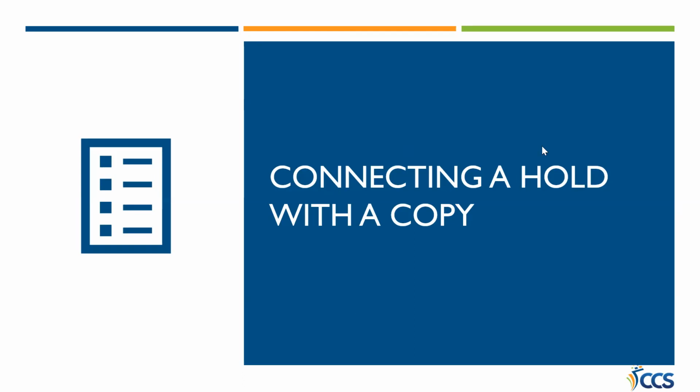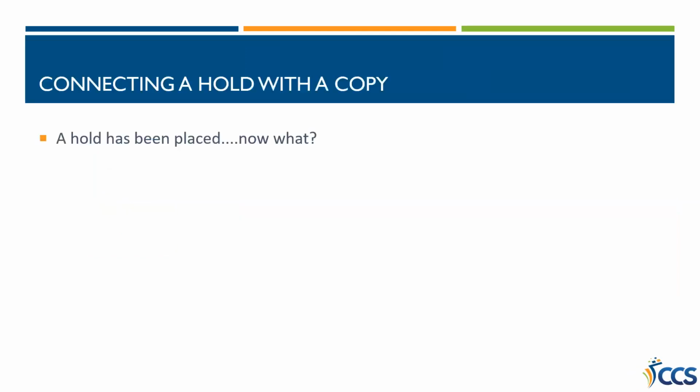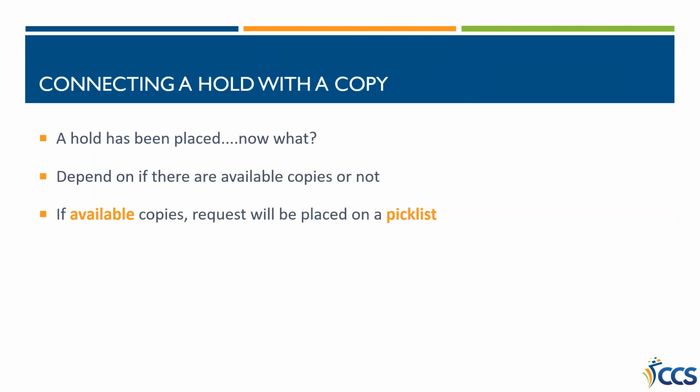Let's see. So a hold is in place. Basically, now what? This answer is going to be different based on if there are available copies on shelf or not. So to move on to the next segment of our agenda, we are going to say that yes, there are available copies around the system. And because there are available copies, our hold is going to end up on a pick list somewhere. So the next section of this session is going to show you how it ends up on a pick list.